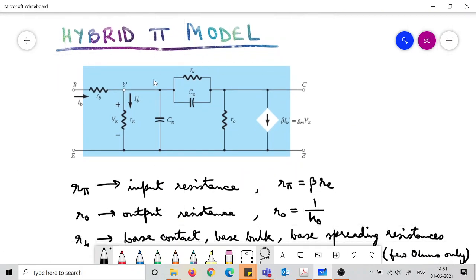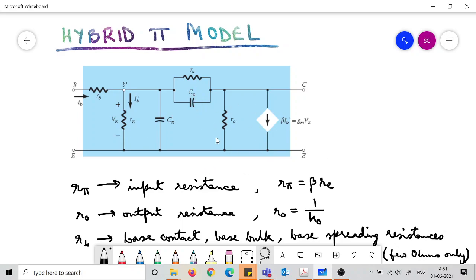Now the last model is the hybrid pi model. Very easy, there are some capacitances and resistances included here. So you just have to take it at face value that this is also a model of the BJT with so many resistances and capacitances coming into the picture.